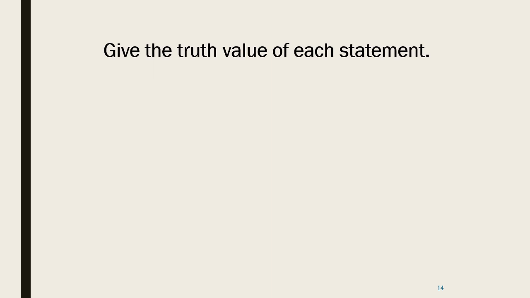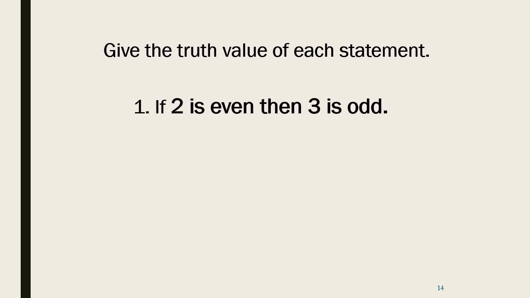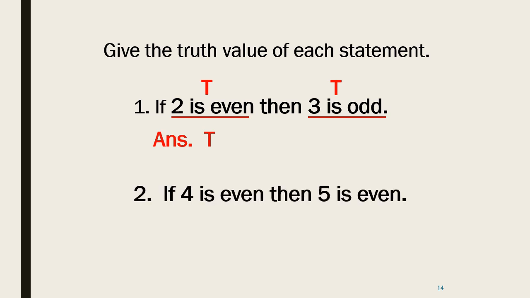Now, for example, give the truth value for each statement. If 2 is even, then 3 is odd. So 2 is even, that's true. 3 is odd, that's true. So the answer is true. If 4 is even, then 5 is even. 4 is even, that's true. 5 is even, that's false. So the answer is false.